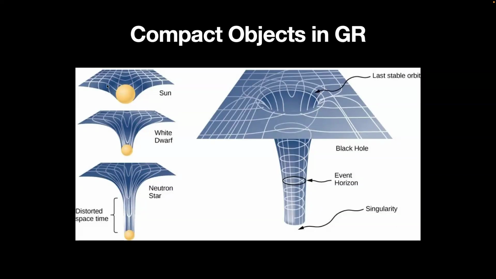The sun distorts space-time a little. A white dwarf distorts it much more. A neutron star distorts space-time even more than that. And the black hole is basically kind of like maximum distortion, right? You can think of it as an absolutely bottomless pit.